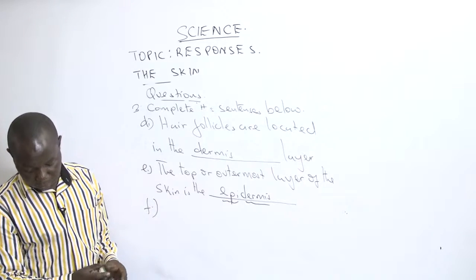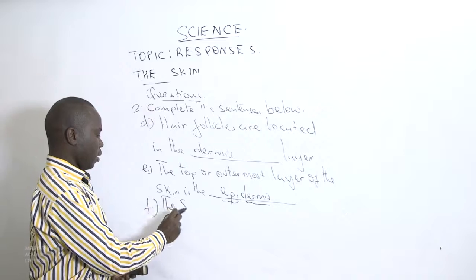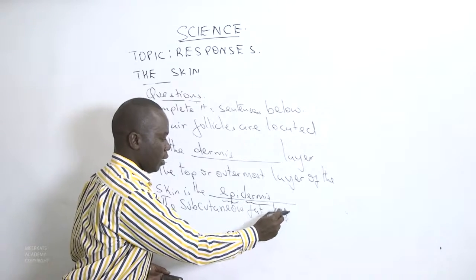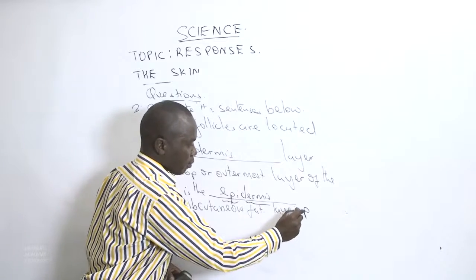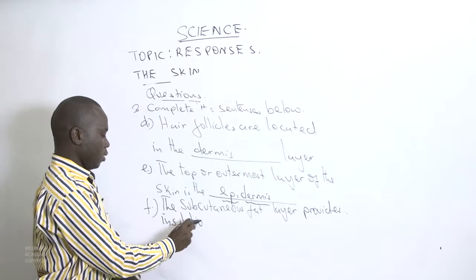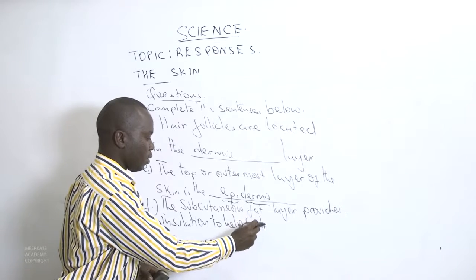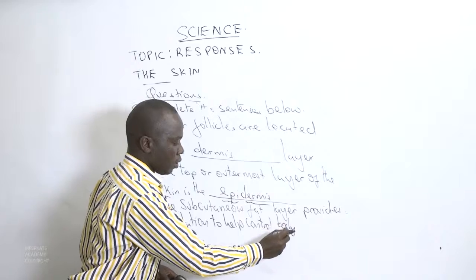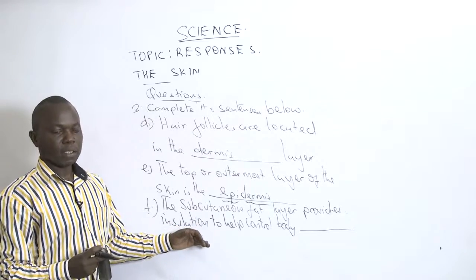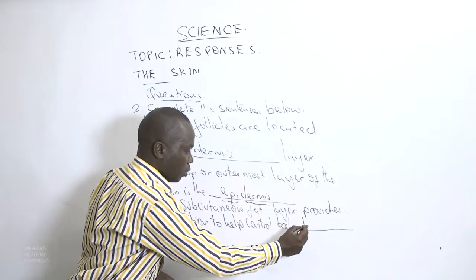The last part of those questions, the subcutaneous fat layer provides insulation to help control body dash. When you talk of insulation, it simply means there are two ways, either it is energy or heat or electricity, but for this purpose it is heat, to control body temperature.